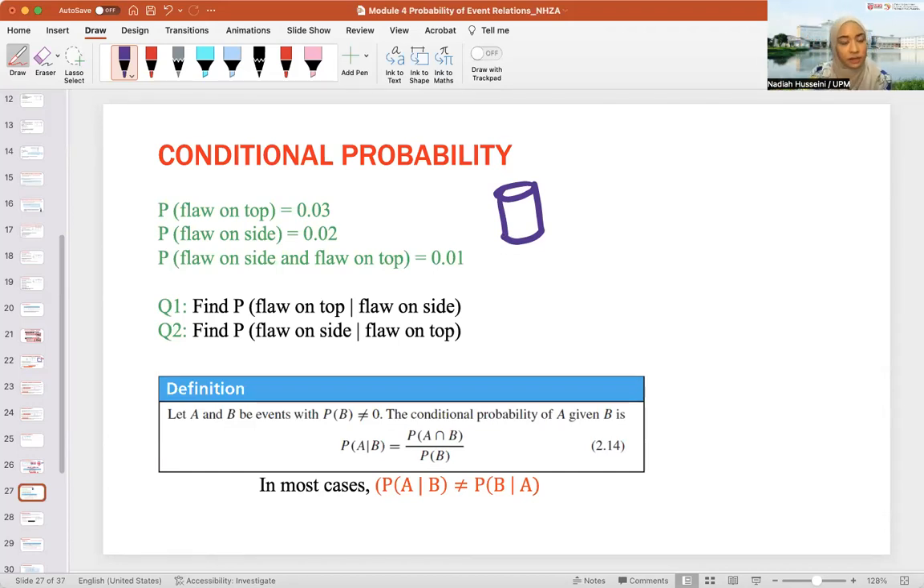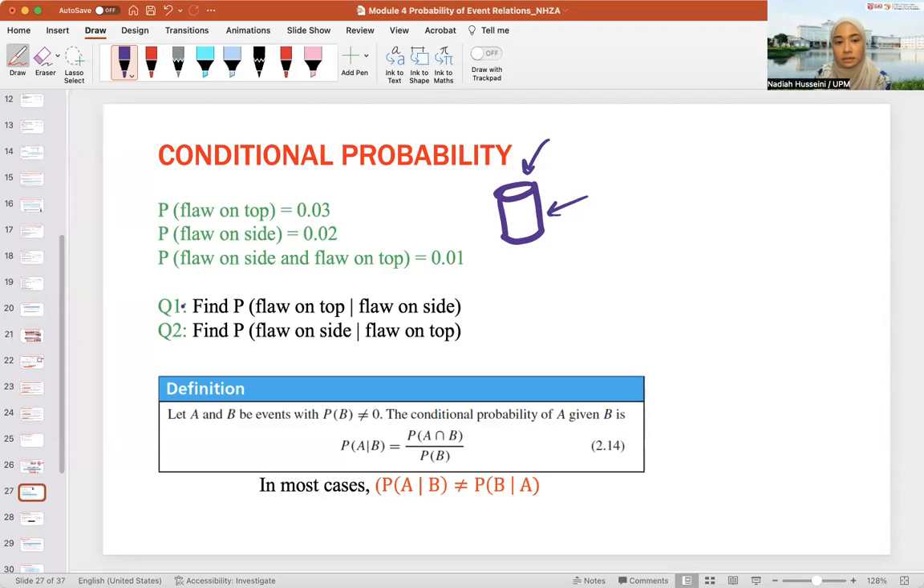So this factory produces cans. There is a probability that there is a flaw on the top of this can. The probability is 0.03. The probability that this can has a flaw on the side over here is 0.02. And the probability of the can having both flaws, on the side and on the top, is 0.01. Question number 1, find the probability of flaw on top given that the flaw is on the side.